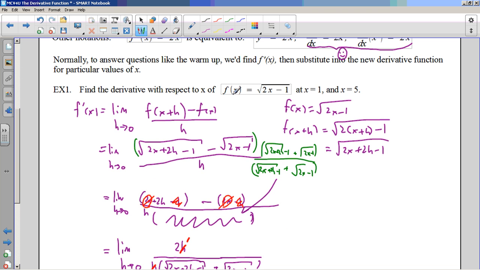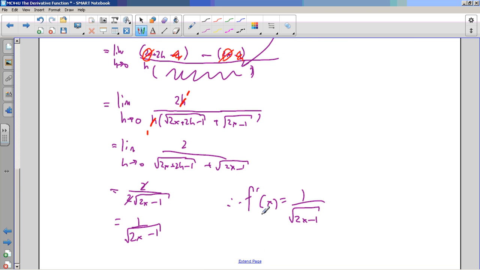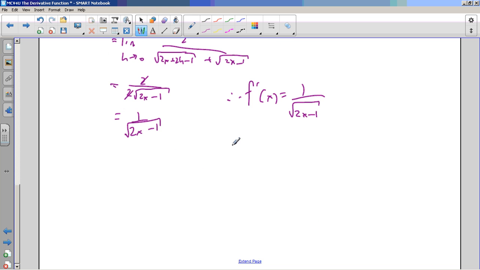And so if I wanted to find some individual values, I don't have to go through all that big rigmarole again. I've got a new function. 2 times 1 minus 1: 1 over the square root of 2 minus 1, which is the square root of 1, which is just 1. So that means the slope of the tangent there at x equals 1 is equal to 1.